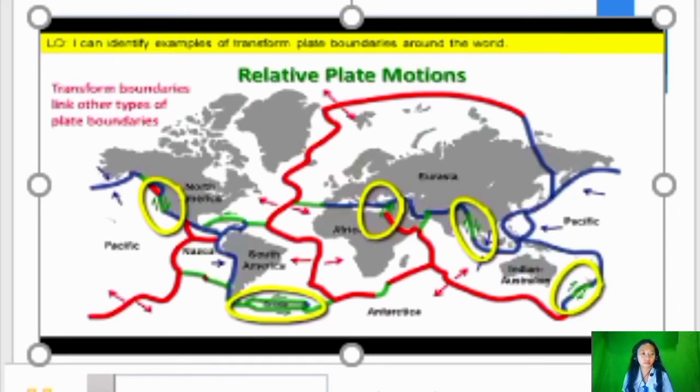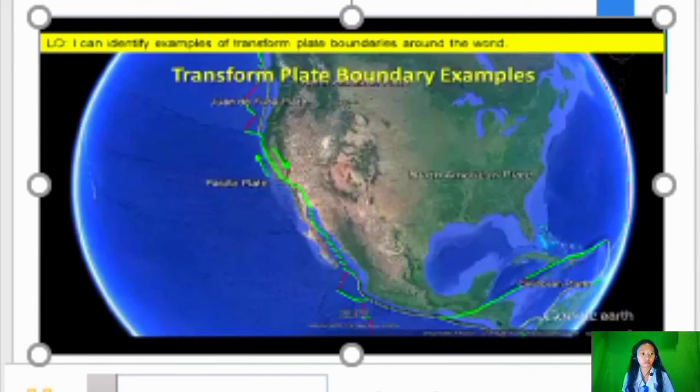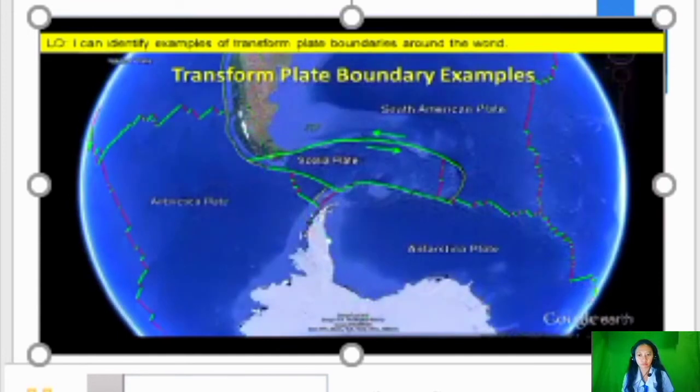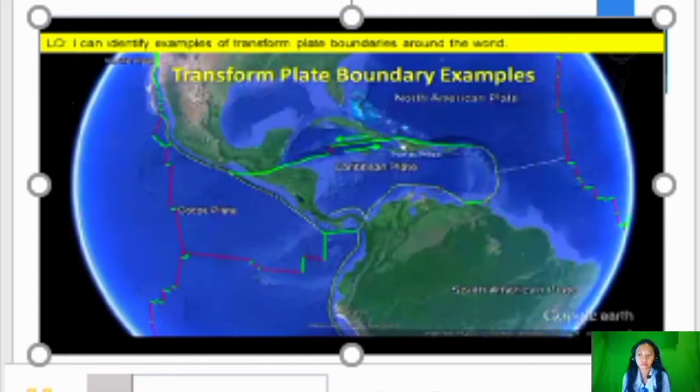Let's take a closer look at some of these examples. The most famous example of a transform plate boundary runs through California and separates the North American plate from the Pacific plate. We'll return to take a closer look at this boundary in the second half of the video. Some transform boundaries occur almost exclusively in the oceans and are largely hidden from view. For example, the small Scotia plate is separated from the Antarctic and South American plates by transform boundaries along its north and south margins. The Caribbean plate is about the same size as the Scotia plate, and its northern edge is a transform boundary separating it from the North American plate.